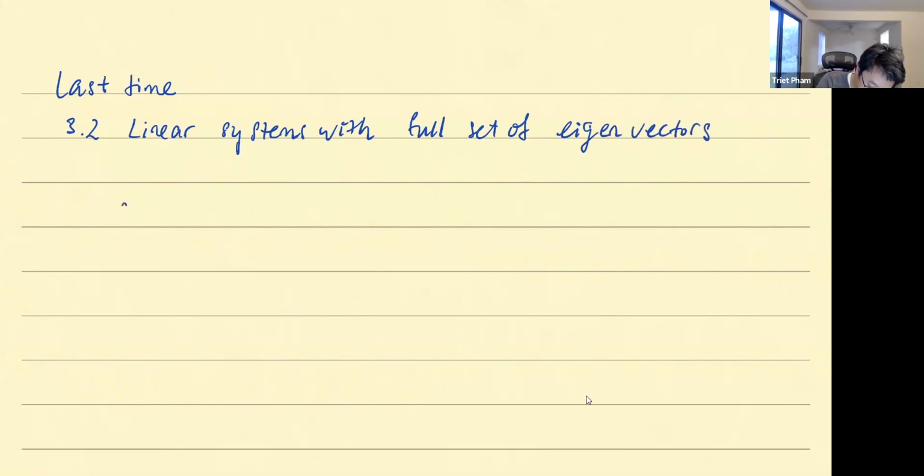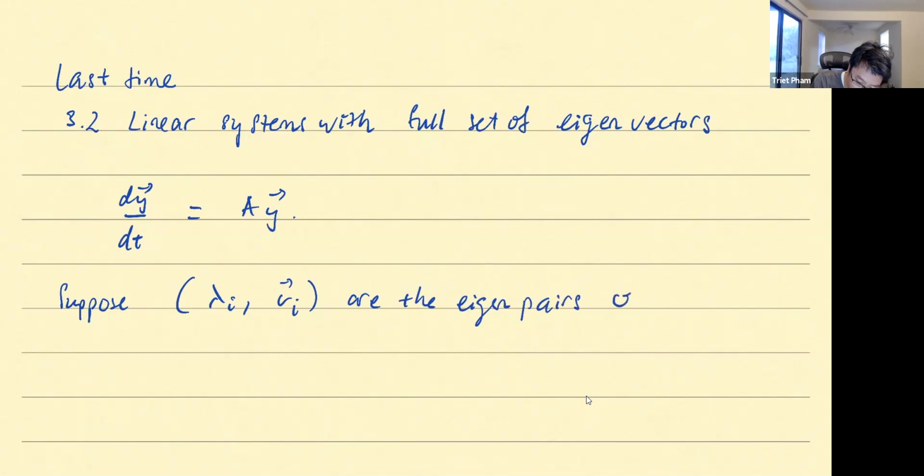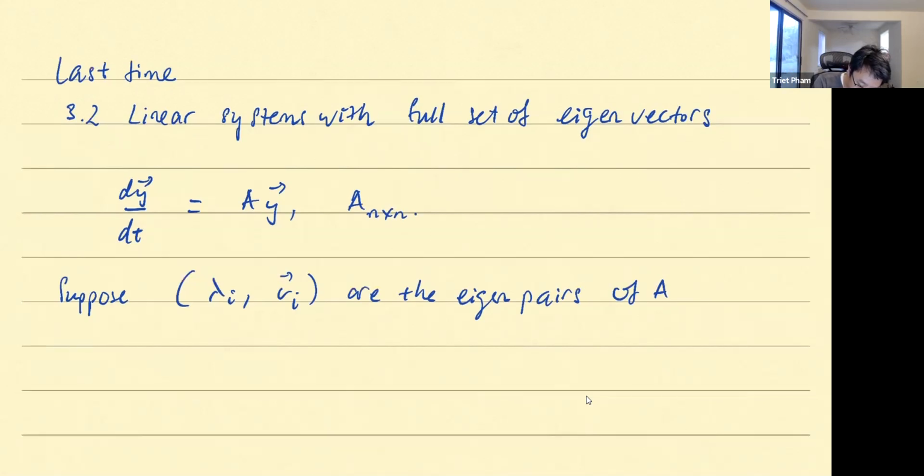And the idea is that we have the following equation, the following ODE. Suppose lambda i and v i are the eigenpairs of A, and here this is an n equation with n unknowns. For now we want lambda to be real because we'll deal with complex eigenvalues soon. But most importantly, i goes from 1 to n. By writing this, what I mean is that there are n eigenvectors.